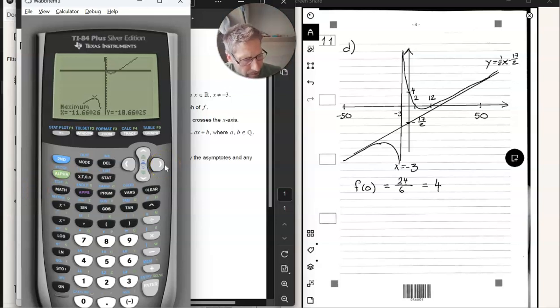So we have local max. And notice that what we need is actually the y coordinate. So the y coordinate is when y is equal to minus 18.6025. Sorry, I said 6. Stop. 6025. And similarly, we're going to find the minimum.